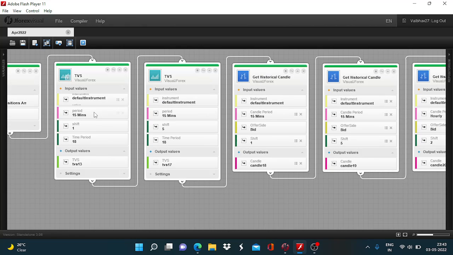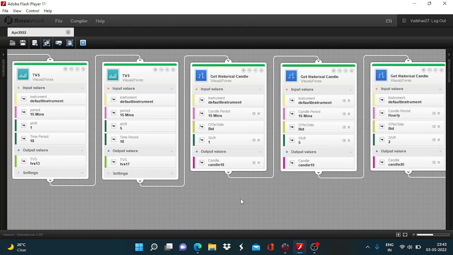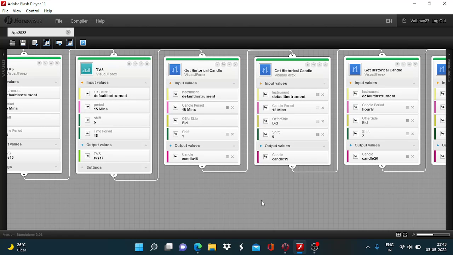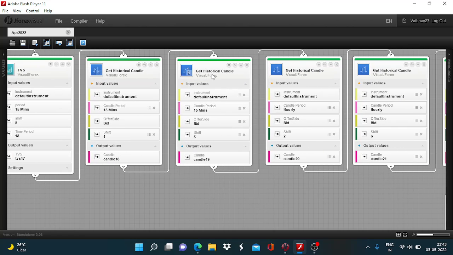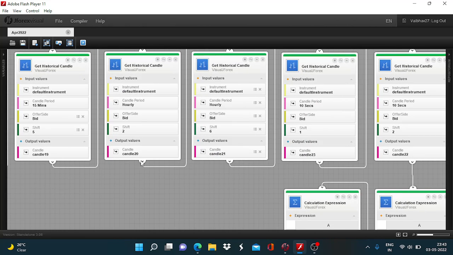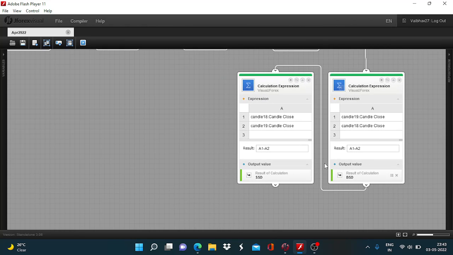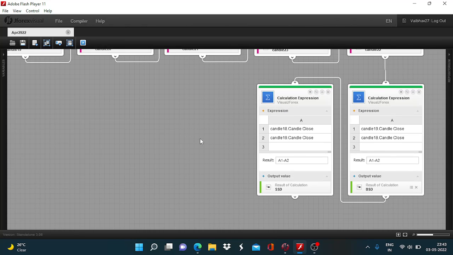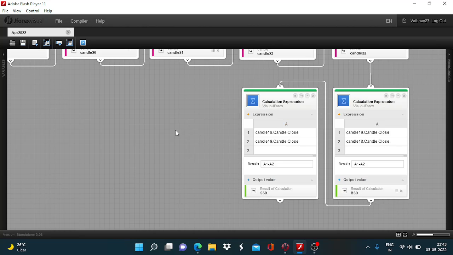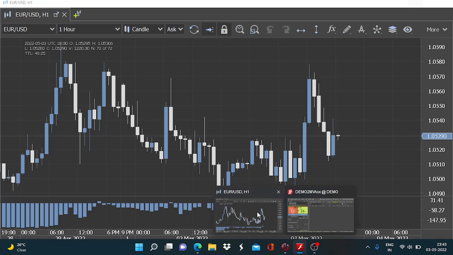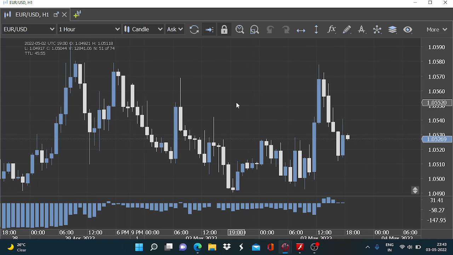This TVS indicator blocks of the candle period 15 minutes with the varying shift values have been added to define the conditions for the execution of the trade. And to look at the price volatility, we are also taking the help of these get historical candle blocks. And on the lower side, I had created these two variables using the candle difference to figure out the price volatility. Now I will give you a brief refresher of what the logic is for the execution of the trade.